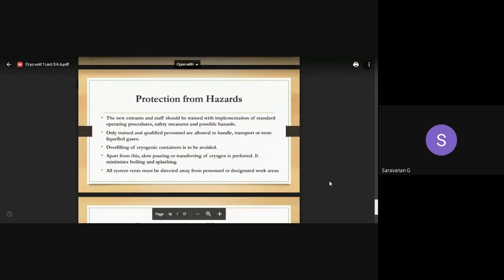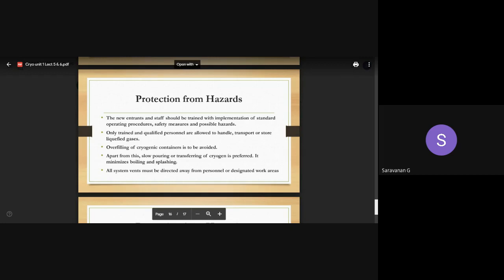Other than that, we have to train skilled labor. Skill training is very important. The interns and staff, the newly appointed staff and labor, should be trained properly with standard operating procedures, SOPs, safety measures, and possible hazards. Training is very important. Only trained and qualified personnel are allowed to handle, transport, or store these gases.